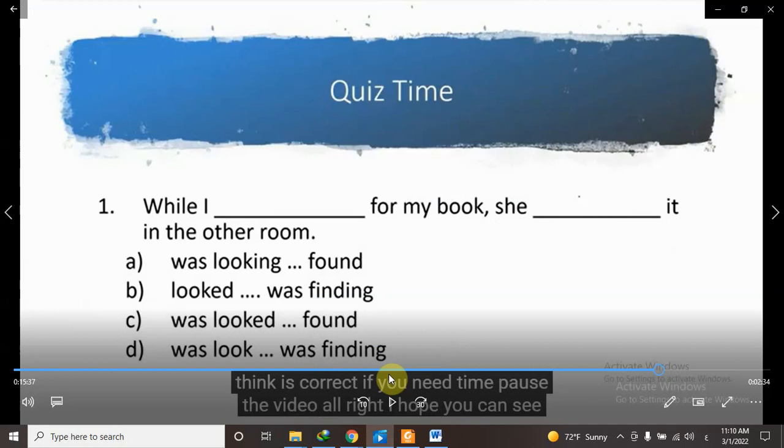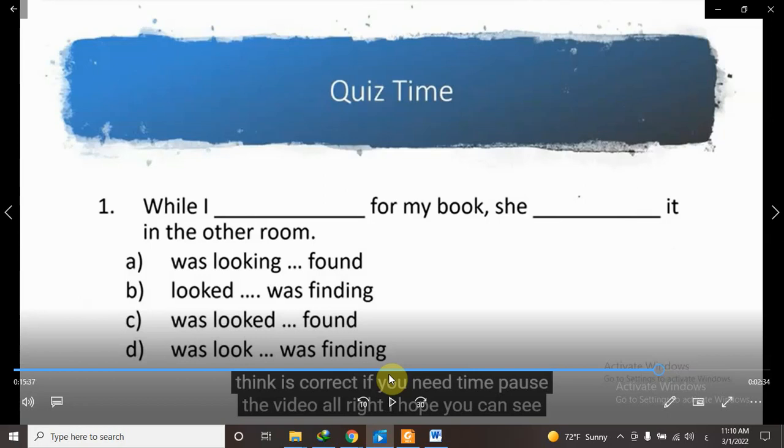Okay, was look. Well, you don't have such a tense. There is no such tense as was look. Why? Because look is a bare verb, with no addition. Look is a regular verb. You add ed to make it past and past participle. How come you put was and look together? There is no such form in English.